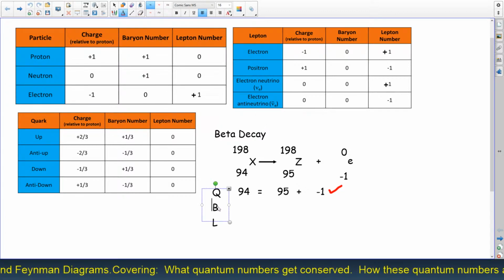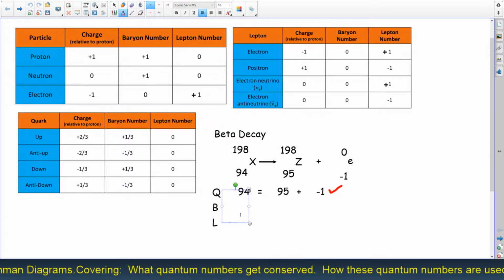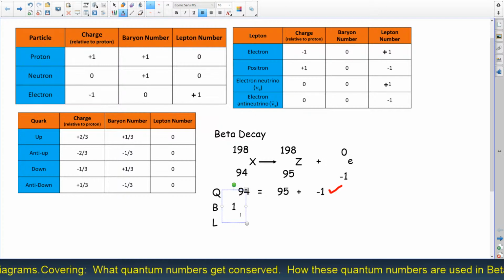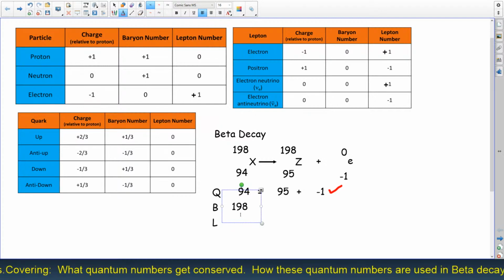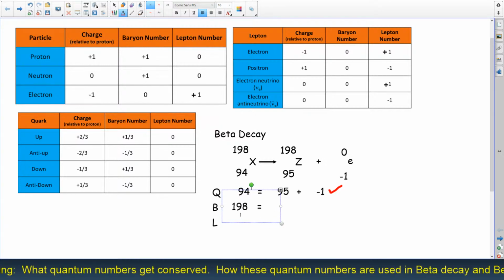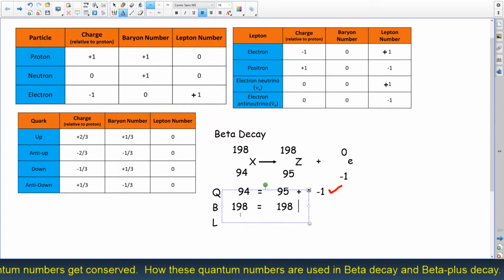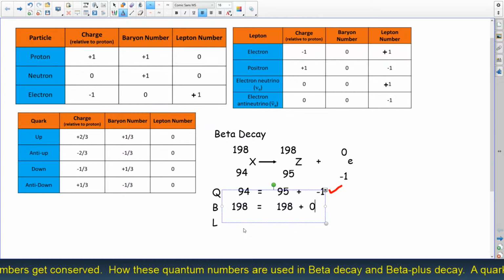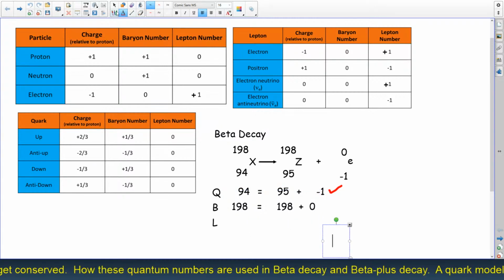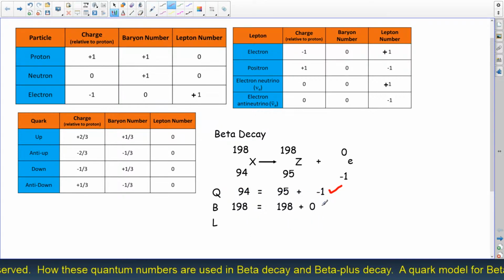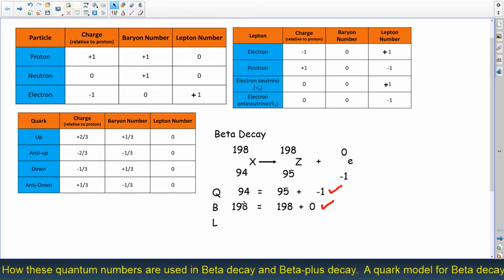For baryon number, which is basically the total number of protons and neutrons, we have 198 protons and neutrons on the left-hand side, and that has to equal 198 plus 0 on this side, and that's fine as well. So we have conservation of baryon number. Good news. Now we go to lepton number.